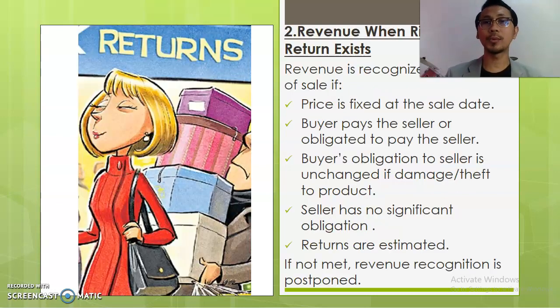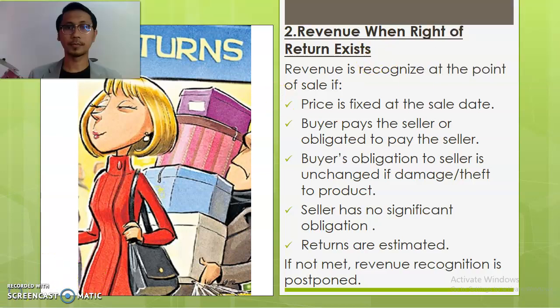Number 2 is when a right of return exists. When the buyer has a right to return, revenue is recognized at the time of the sale only if the following conditions are met. Number 1, the price is fixed at the sale date. Number 2, the buyer has paid the seller or is obligated to pay the seller. Number 3, the buyer's obligation to the seller is unchanged by damage or theft of the product. Number 4, the seller has no significant obligation. And last one, the returns can be estimated.